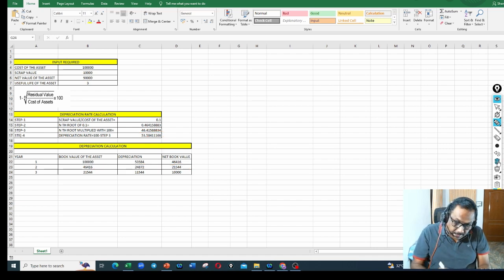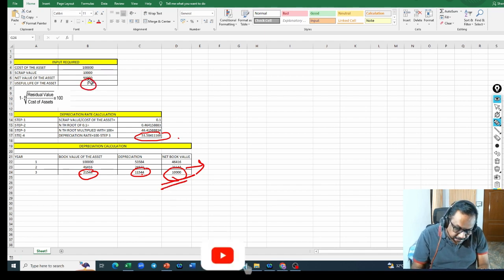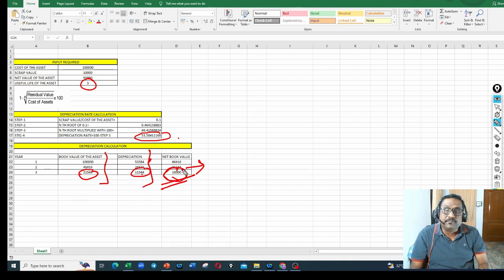Second year. Third year, this will become the asset opening value. So 21,544 I have taken. Then calculate 53.58%. Then your depreciation is going to be 11,544. Then you reduce this, you will get 10,000 balance. So 3 years I have taken as useful life, right? 3 years I have calculated the depreciation. As soon as I calculated 3 years of depreciation, what is the net book value I received at the end of the third year? At the end of the third year, I got 10,000 as the net book value.